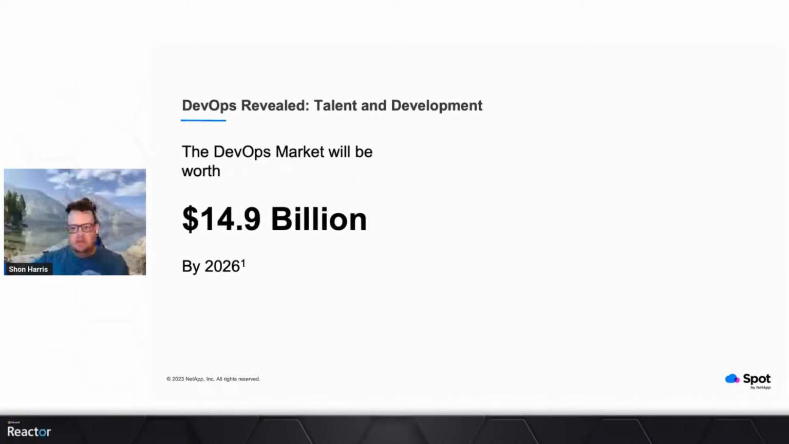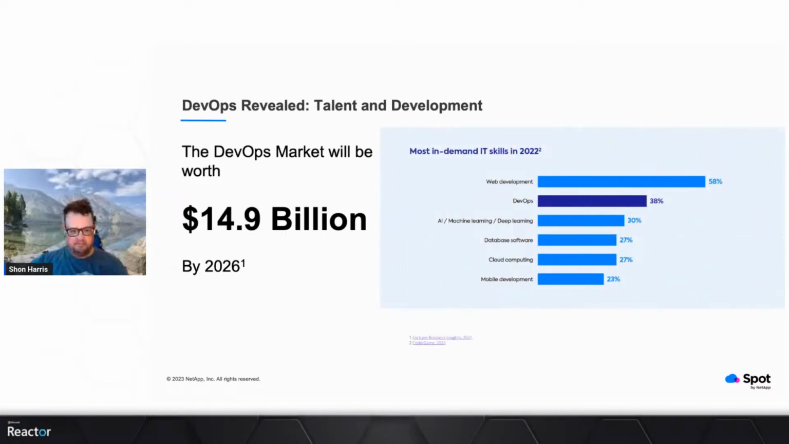The DevOps market is worth $14.9 billion by 2026. And for the most in-demand skills, web development's at the top, DevOps second, then AI and machine learning, and database and cloud computing a little bit farther down the list. This is just what companies are looking for. So knowing the DevOps methodology, knowing the platform engineering lifecycle, knowing how to manage the cloud is going to be very important because DevOps takes into account everything below it.